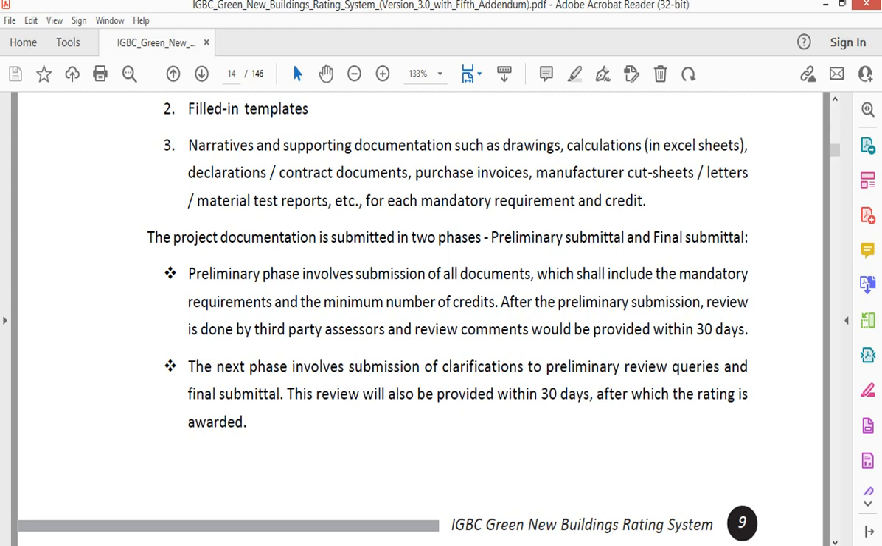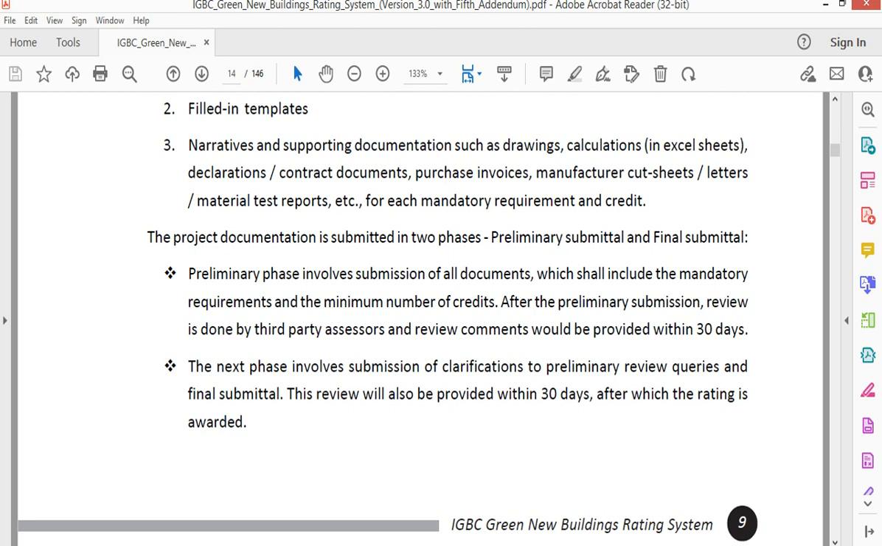So the next, then comes the project documentation. This is submitted in two phases, which are the preliminary submittal and the final submittal. The preliminary phase involves the submission of all the documents, which includes all the mandatory requirements and the minimum number of credits. After the preliminary submission, the review would be done by a third-party assessor appointed by the IGBC, and they would give their reviews within 30 days.